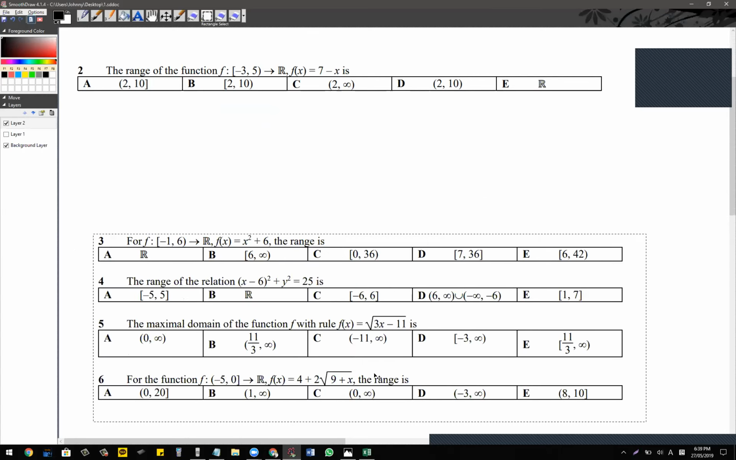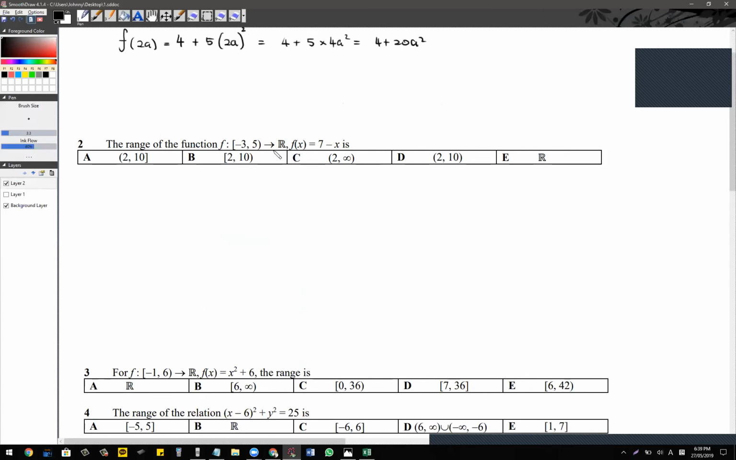You guys have all done equation of a straight line, right? So this one here is the straight line, and that's the domain. So we read this one as a function such that the domain is from -3 to 5, including -3, excluding 5, maps onto all real numbers. That's the codomain. This is the rule for the equation. What is the range? So I'm going to draw this for you.